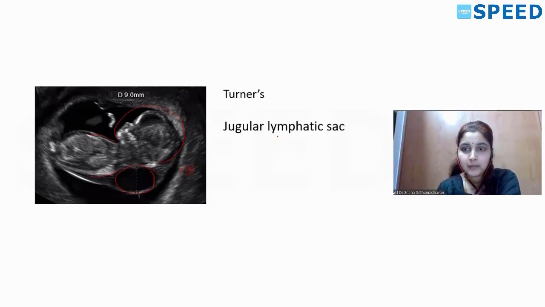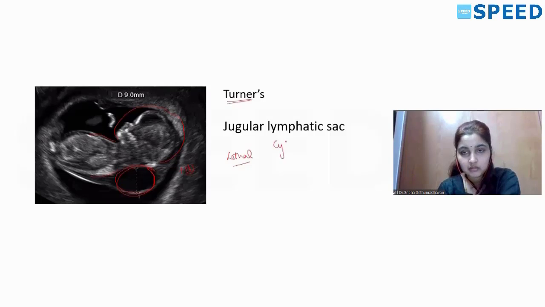All right. Now if you can see, this is a sagittal section of the baby. This is the face and this is the thorax. Okay. And actually this looks like increased NT, right? Nuchal translucency, but actually this is increased space of jugular lymphatic sac, and it is seen in Turner syndrome. So this is another spotter, and this is usually lethal, and you'll have to terminate.